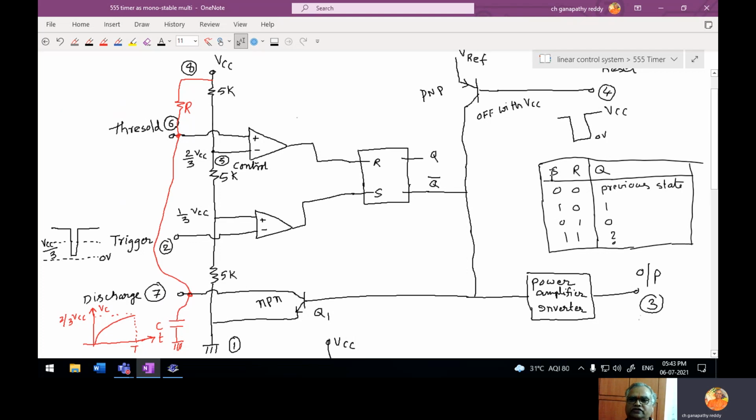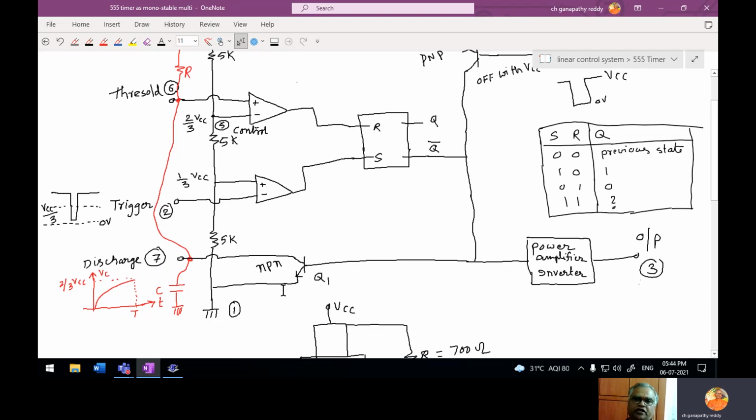Previous state. If set is 1, R is 0, Q is 1. If set is 0, R is 1, Q is 0. This 1-1 combination is not allowed. If 1-1 is given, there is ambiguity. That problem is eliminated using the JK flip-flop, so that is not interesting now. So only 0-0, 1-0, 0-1 are important. So this is the SR flip-flop, how it is working.